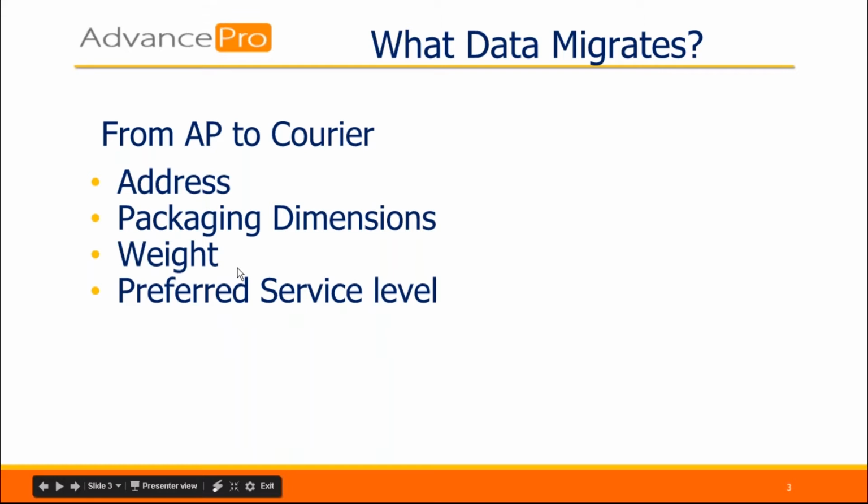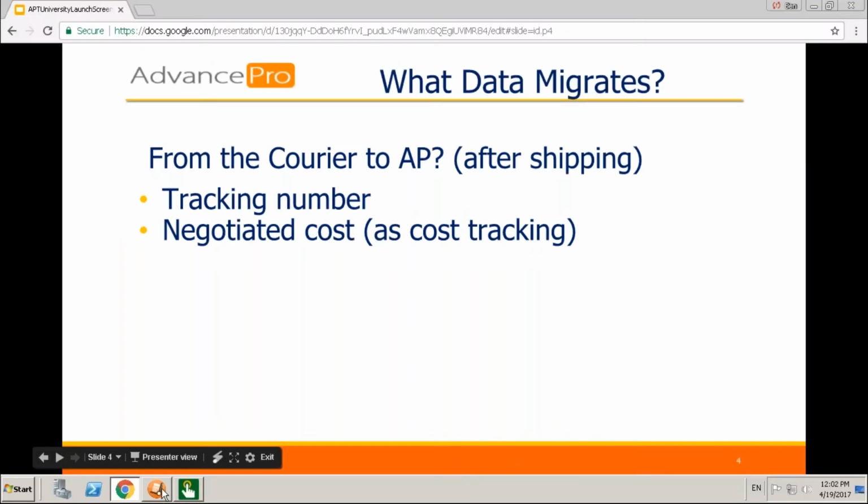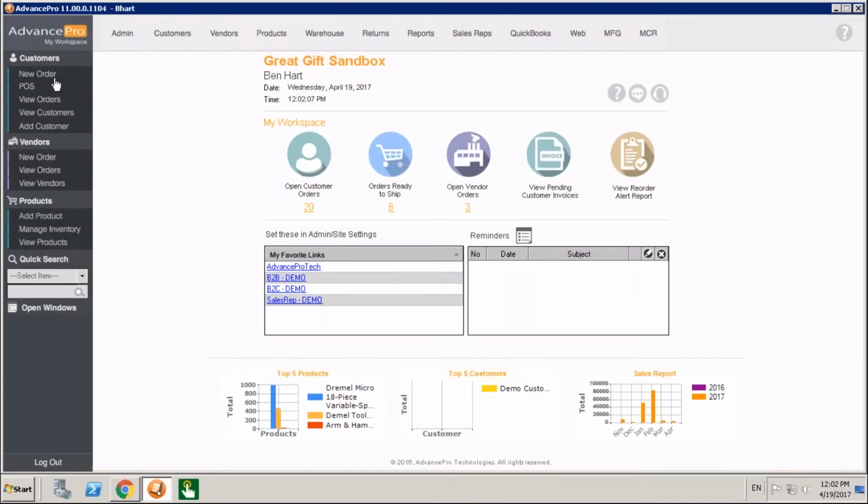If we look at this, this is what comes from AdvancePro to the Courier: the address, the packaging dimensions if you've entered them, the weight, and your preferred service level. And then coming back from the Courier after you've shipped the transaction, you're going to see the tracking number and potentially the negotiated cost as well. So that should give you an idea of what's going to move back and forth.